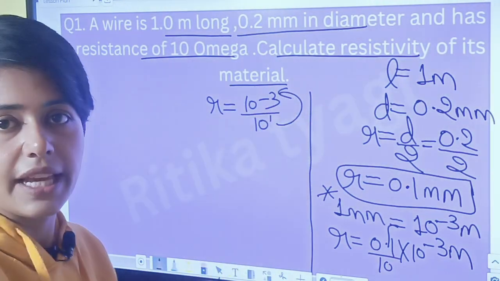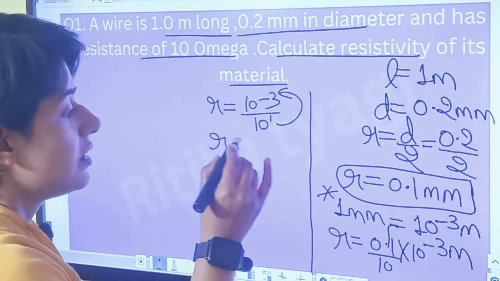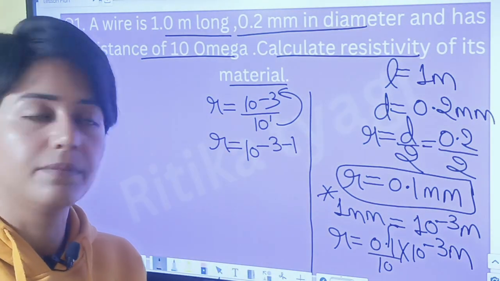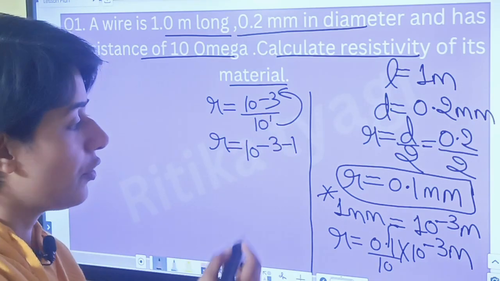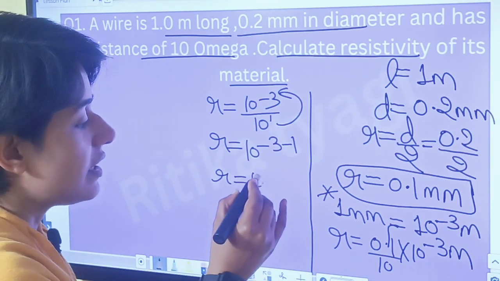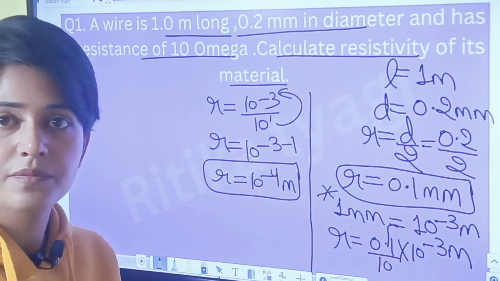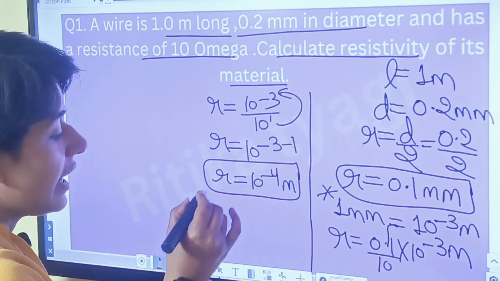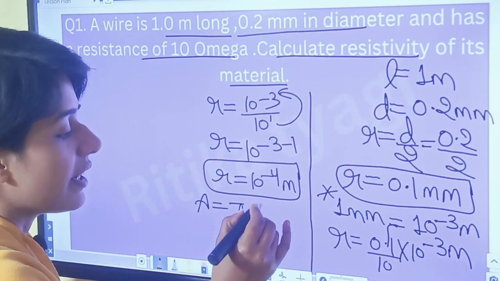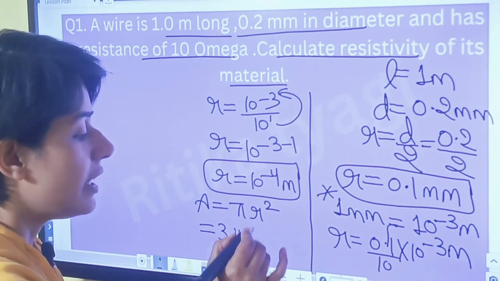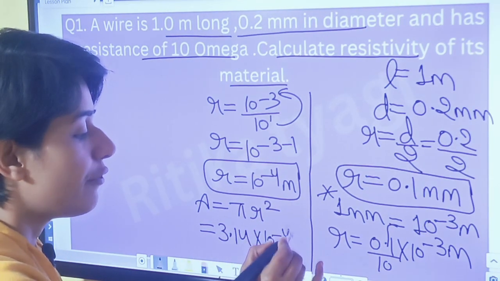Now carry it to the numerator. We get 10 to the power negative 3 and negative 1. Sign change from denominator to numerator. Then it is 10 to the power negative 4 meter. It is the radius of the given wire. Area of wire is equal to pi r square. Value of pi is 3.14 multiplying 10 to the power negative 4 square.